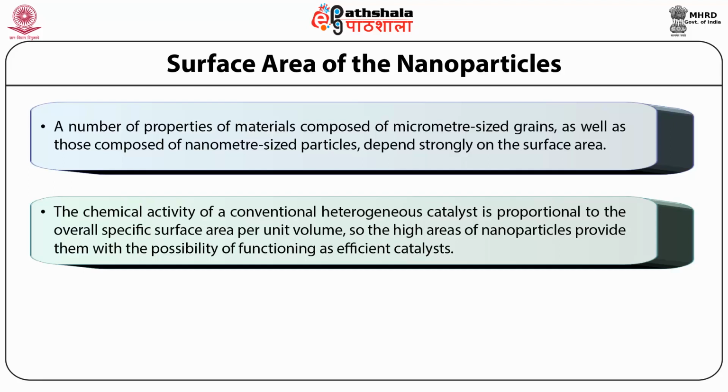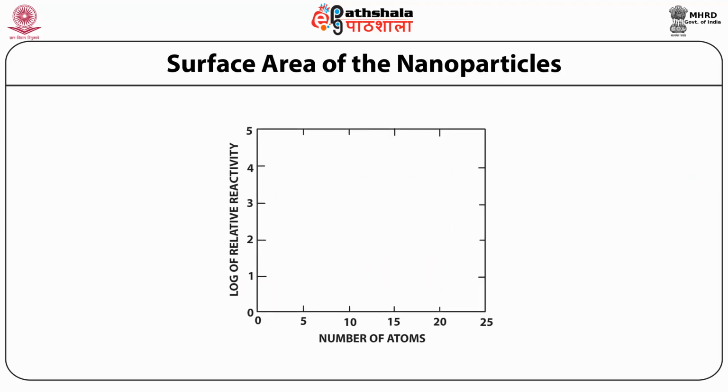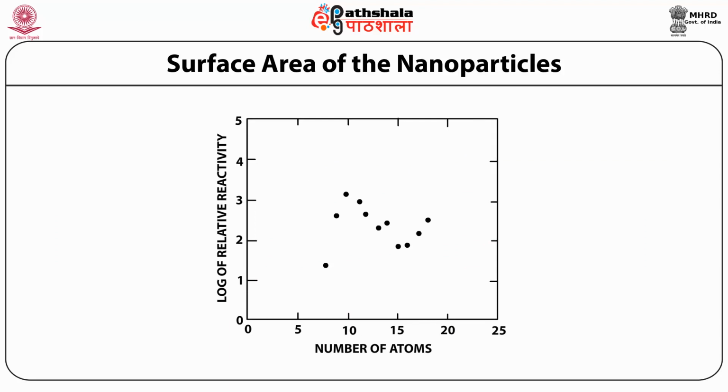So, the high area of nanoparticle provides them with a possibility of functioning as an efficient catalyst. It does not follow, however, that catalyst activity will necessarily scale with the surface area in the nanoparticle range of sizes. Using the unit square meter per gram for these various geometries, we obtain the expression SR, which is 6 into 10 power 3 by rho d, for a sphere of diameter d.